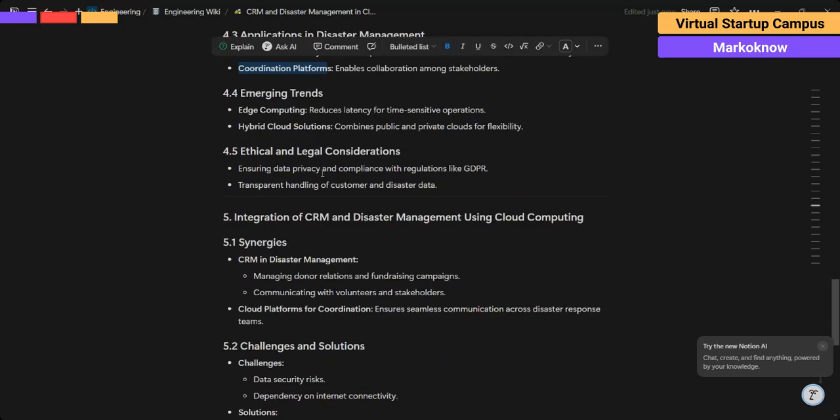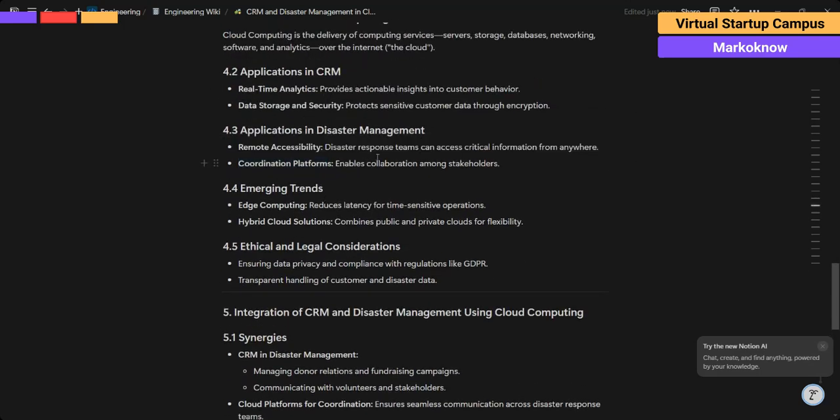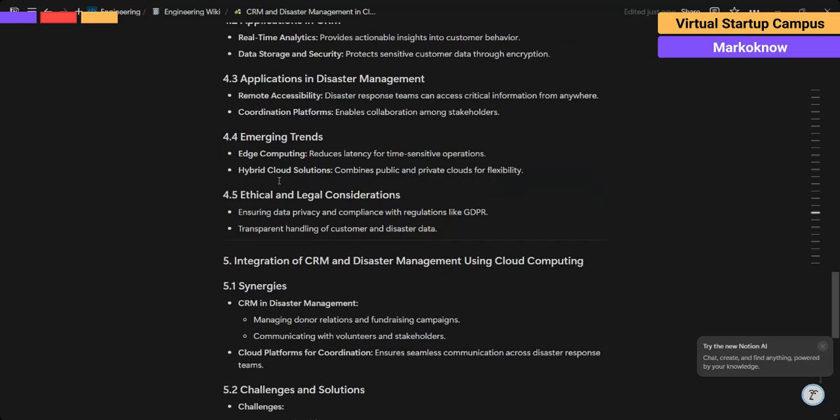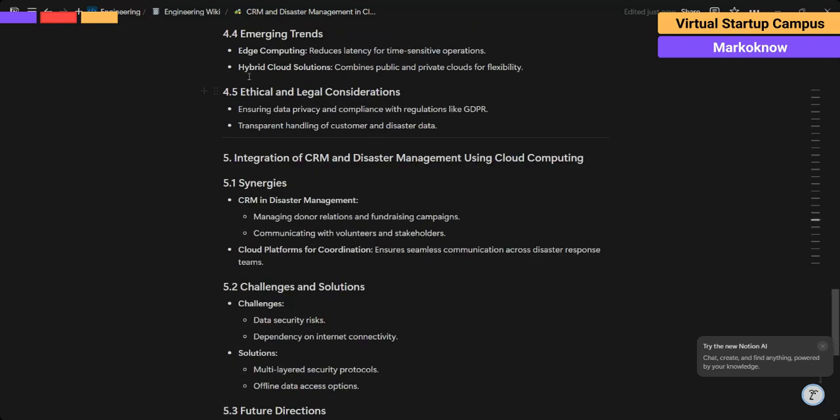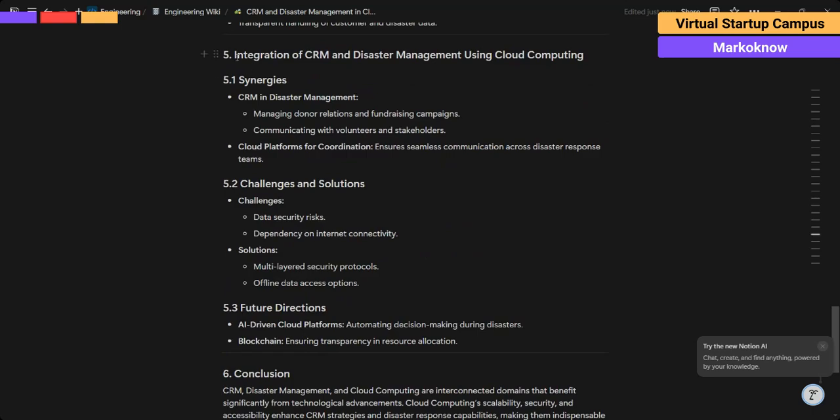Coordination and platforms, okay, among the stakeholders, which enables collaboration among most of the stakeholders, as well as emerging trends. Some emerging trends are there, like edge computing that provides reduced latency for real time, and today hybrid cloud solutions combine public and private clouds for flexibility. Legal consideration is also part of that. Okay. So this is the integration of CRM and disaster management, maintaining both of them in a single solution.